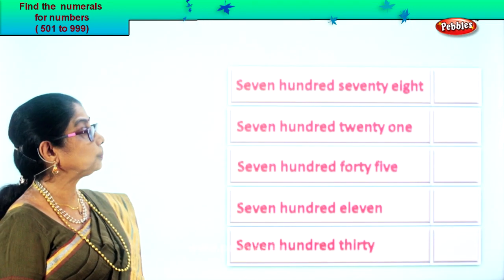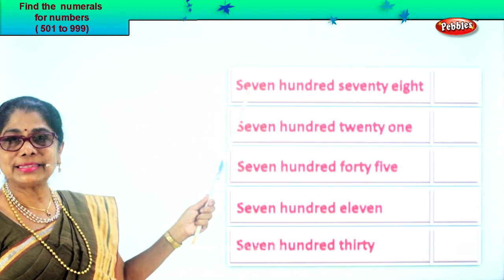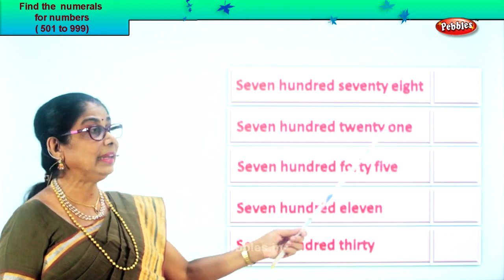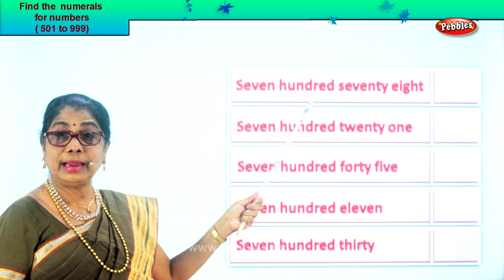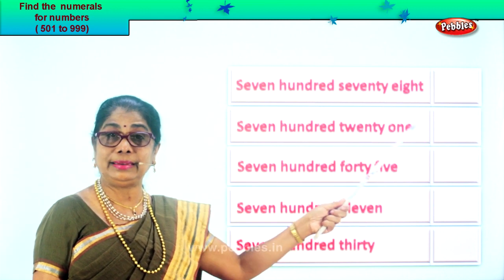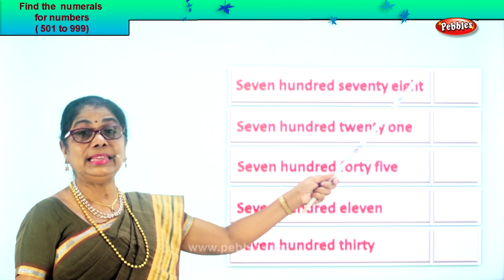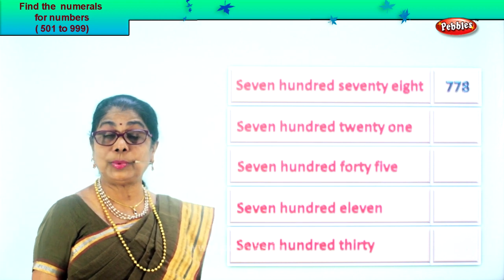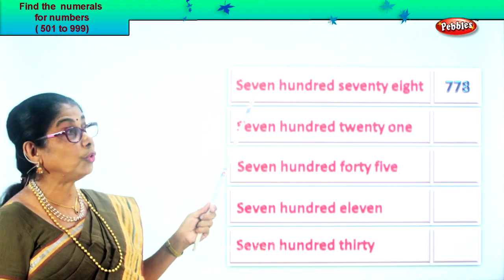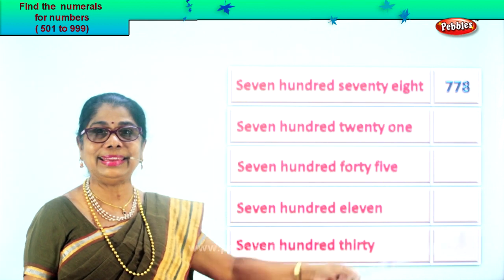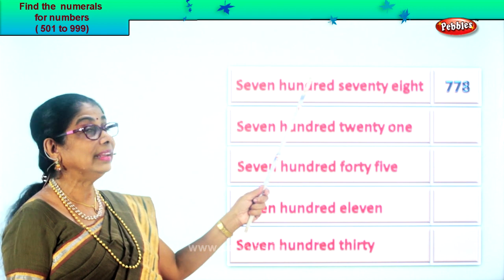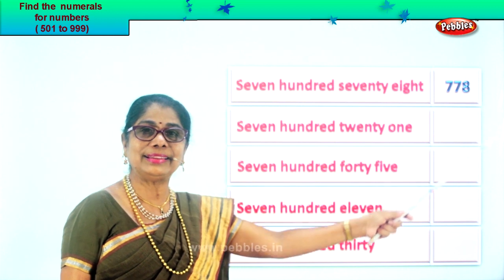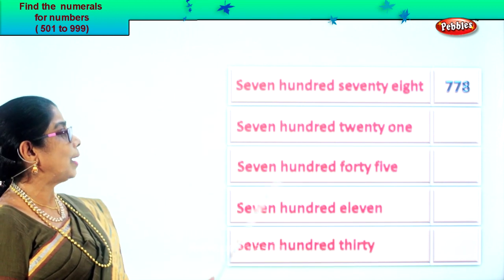Here we are. Let's read together. 778. Read it again. 778. What do you have here? 78. What is 78? 7 in the 10s place, 8 in the 1s place. And in the 100s place, 7. So you have 7, 7, 8. 778. Read the numeral. 778. Good. Let's take the next one.